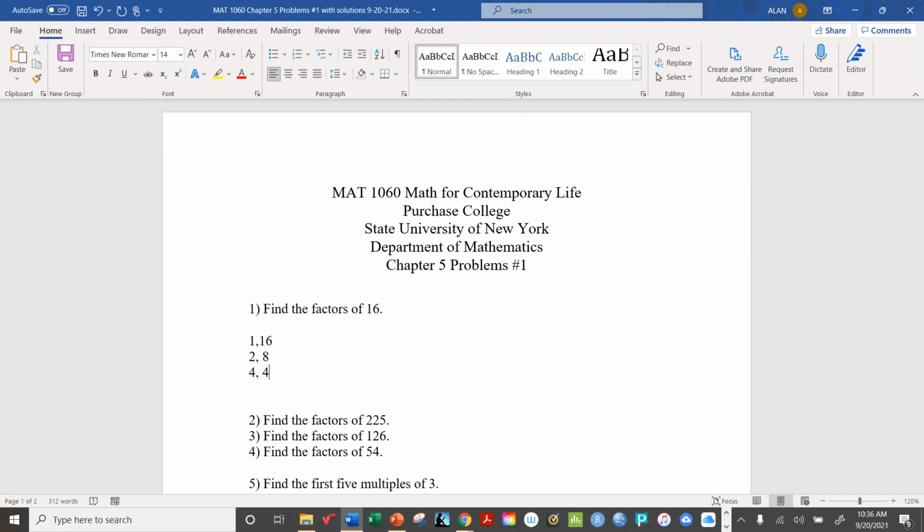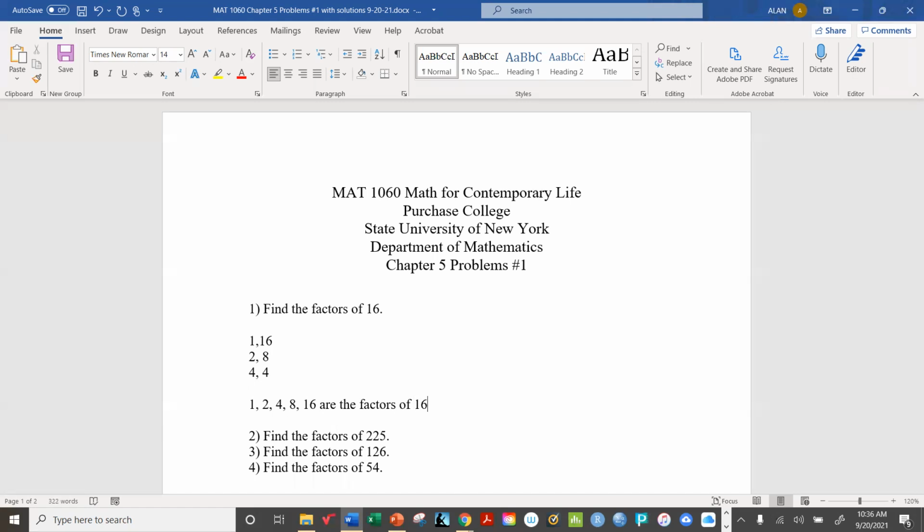Okay, so in other words, if I continue to go down the list, eventually I would reach 8. I don't need to separately write 8 and 2 because it's already there. Now, if you want to, at the end, what we often do is we write up a complete list of these. In other words, you could say that these numbers are the factors of 16.